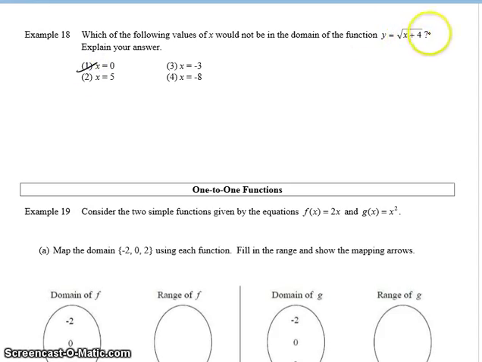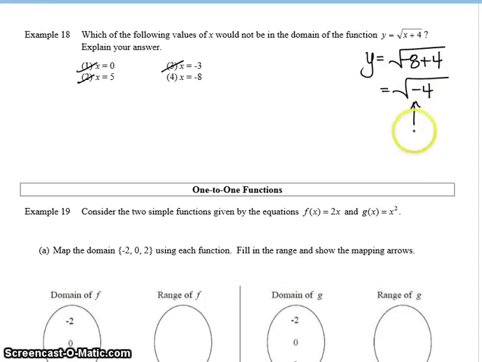Okay, if you do 5, you get the square root of 9, which is positive and -3. Okay, -3 plus 4, choice 3, is going to be a positive 1, and the square root of 1 is plus or minus 1. So the only one that doesn't make sense, which is the answer, is what happens if you substitute in a -8. So that's going to result in the square root of -4, and at this point, you cannot have a negative number underneath a radical yet. So that's going to be choice 4.